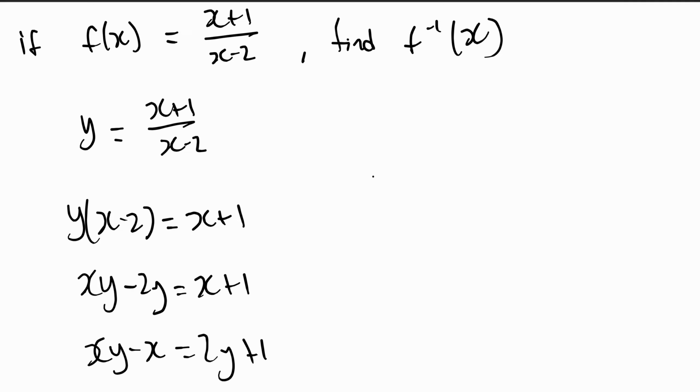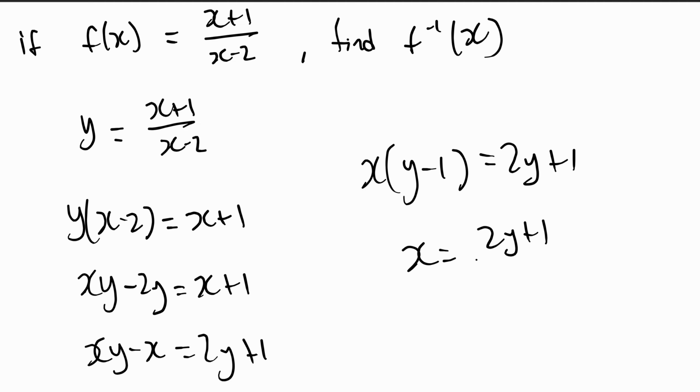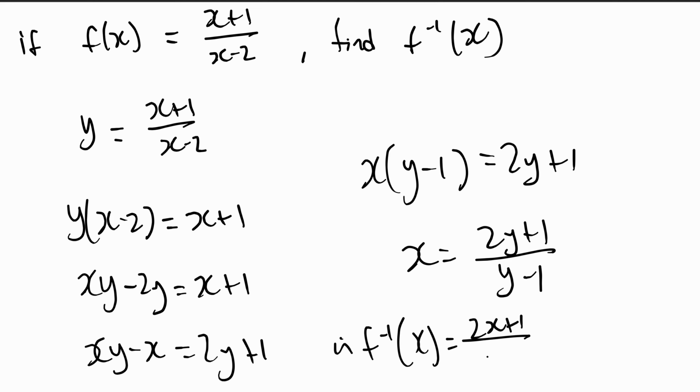Then we can factorize the x on one side. x brackets y minus 1 is equal to 2y plus 1. You notice what I'm doing? xy minus x, right? We have this bracket now. So all we have to do is 2y plus 1 divided by y minus 1. And that's it. Then we just write our final answer in a function form: 2x plus 1 over x minus 1. Remember to change the y to an x. You'll lose marks if you don't. It's going to be a final answer.